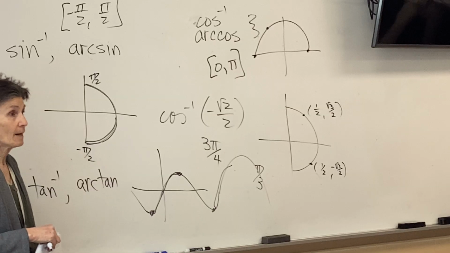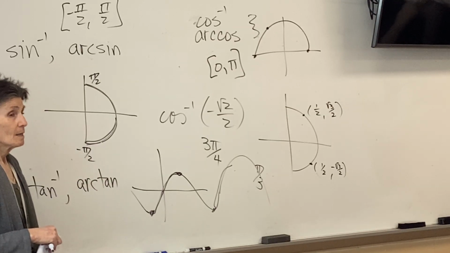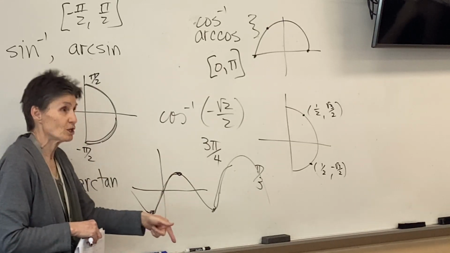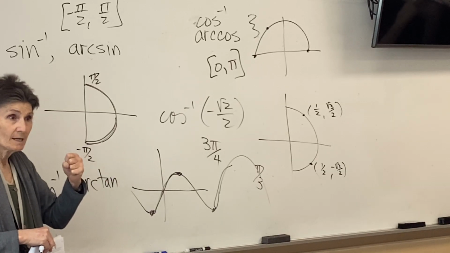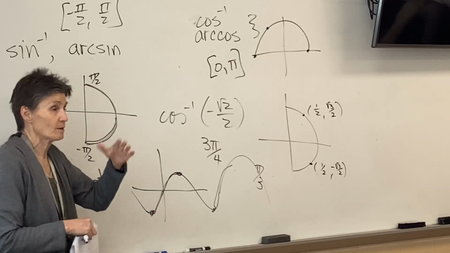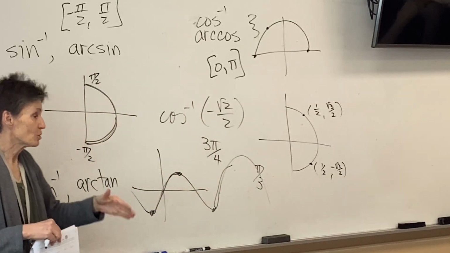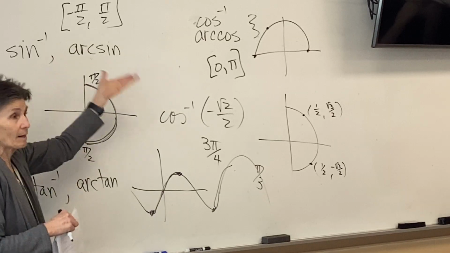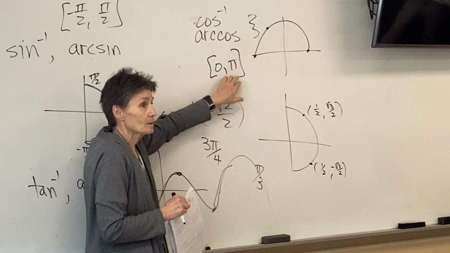I know that's confusing, but the reason is that your calculator is a function machine, and it can only operate with functions. And the inverse trig things are not functions. So they have to set rules, and that's the way they set up the rules. So tan and sine, cosine.